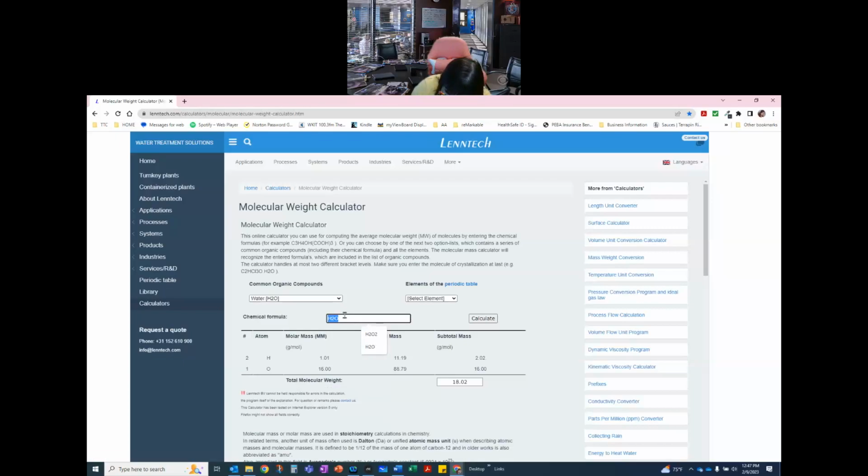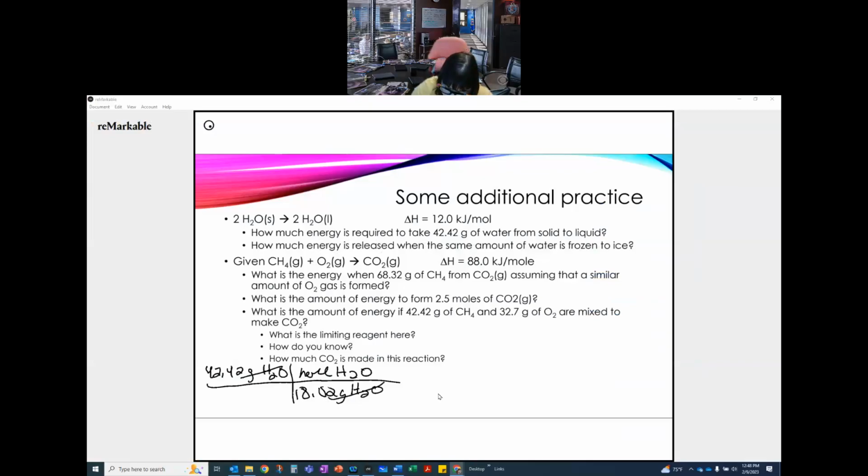And I know that each H2O, if I remember correctly, is 18.02 grams of H2O per mole of H2O. So that gets me to moles of H2O. I know that for 2 moles of H2O, the energy involved in this conversion is 12.0 kilojoules per mole. And it actually doesn't matter if I'm talking about solid or liquid because there's the same number of moles, so we're okay there. We are talking about the solid, so there is that.